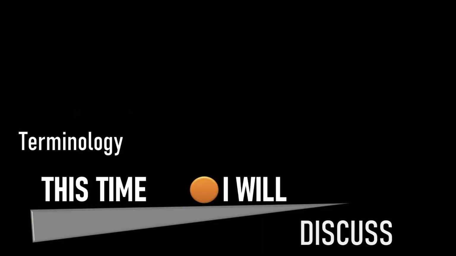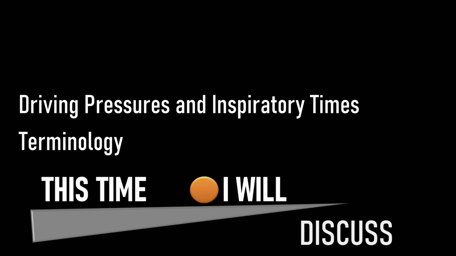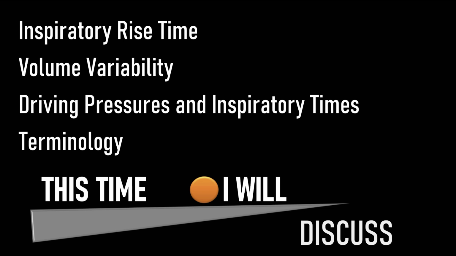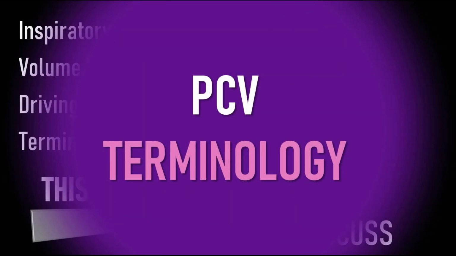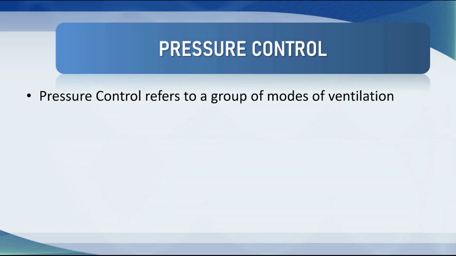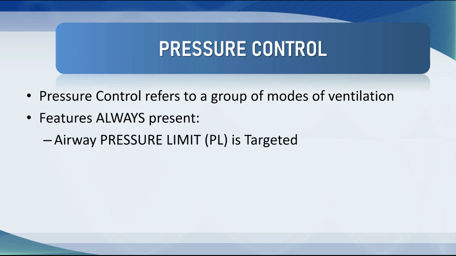I'm going to start with a discussion about the terminology that's used, because sometimes that's a little bit confusing. I'm going to talk about driving pressures and inspiratory times, volume variability, and inspiratory rise times. But first, let's start with terminology. Well, pressure control refers to a group of modes of ventilation, and always present in these modes is an airway pressure limit. I'm going to call that the pressure limit, the PL, that is targeted.